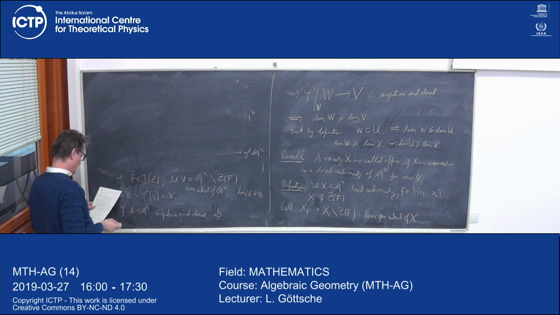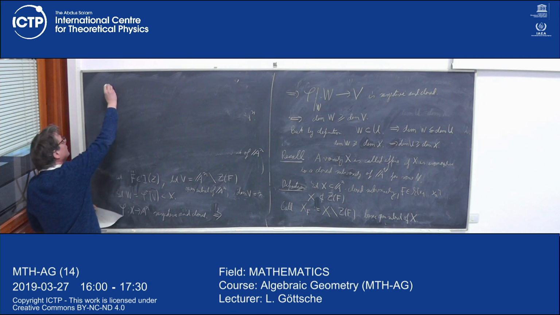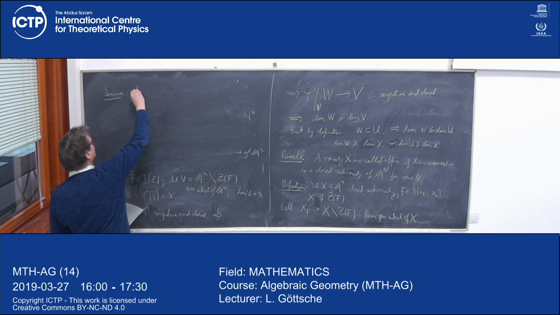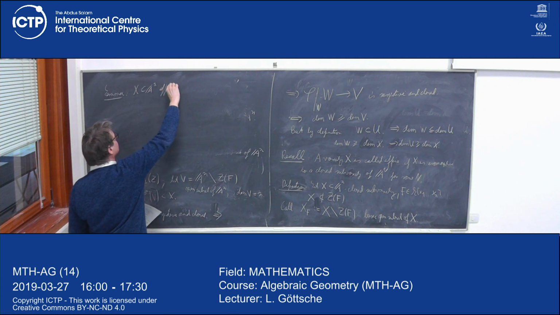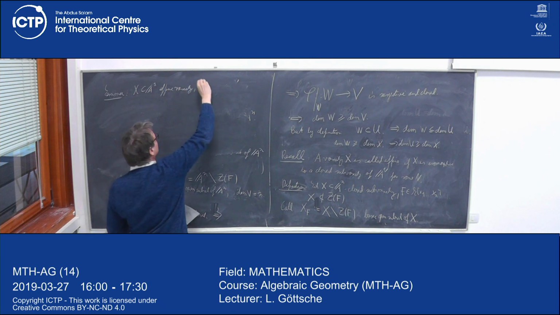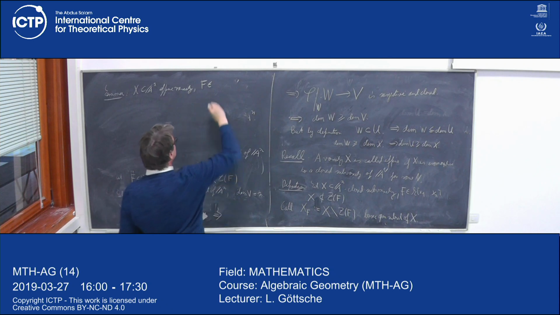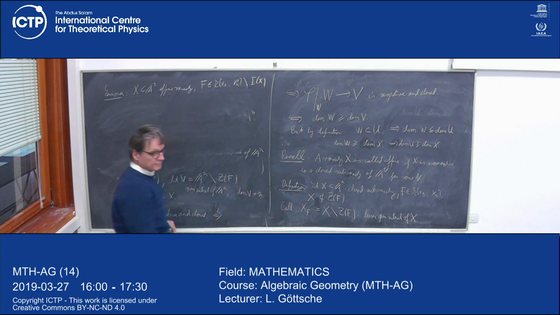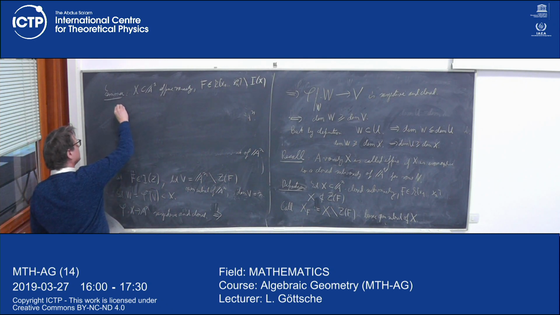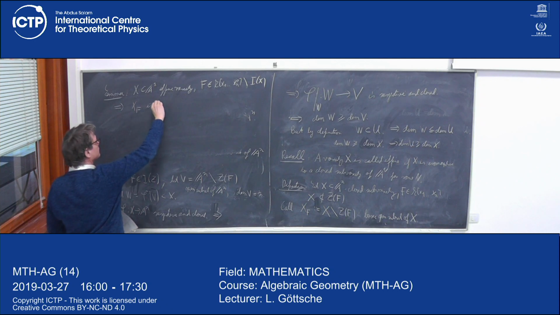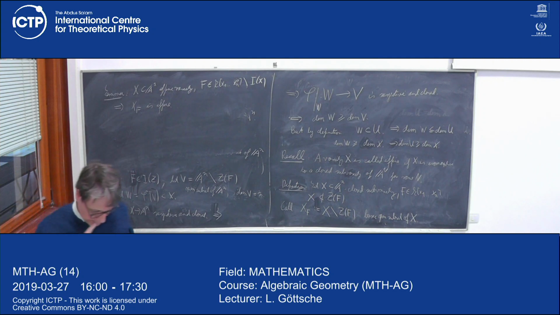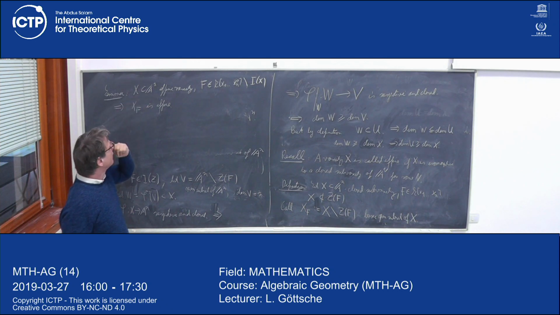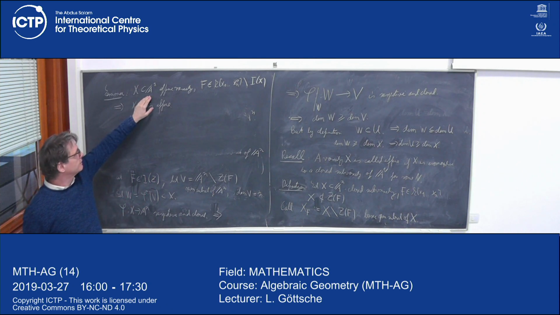So, lemma. The same assumption: X in A^n, and F a polynomial which does not vanish on X. Then X_F is affine. This is actually quite simple, but I should have shown it before. So I have to show it's isomorphic to some subvariety of some affine space. And we actually find it's isomorphic to a subvariety of affine space one bigger.